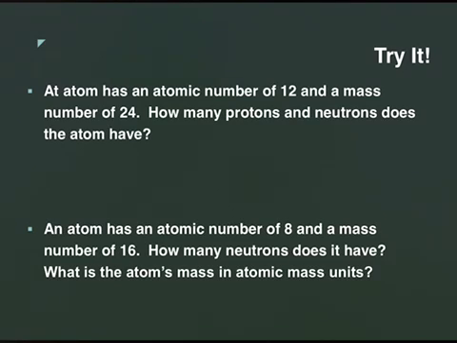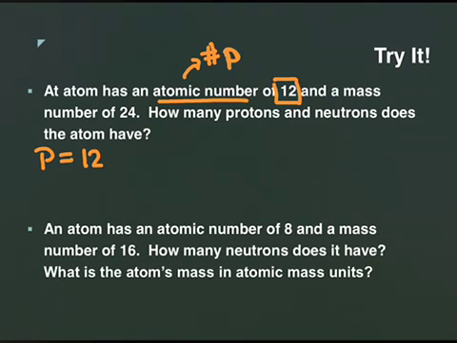So let's practice this. Let's say an atom has an atomic number of 12 and a mass number of 24. How many protons and how many neutrons does this atom have? So remember, atomic number means number of protons. So if our atomic number is 12, in this case, this atom has 12 protons.